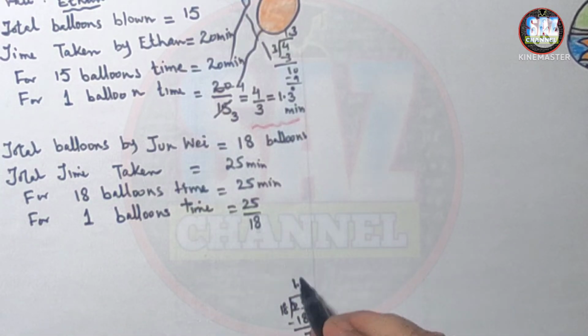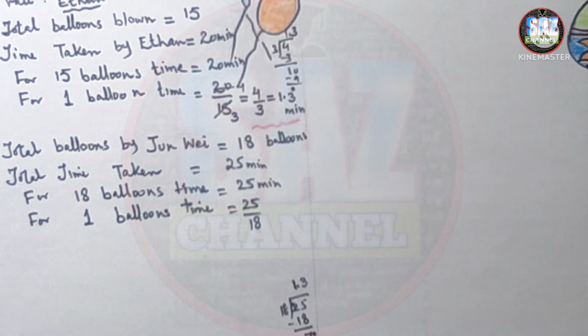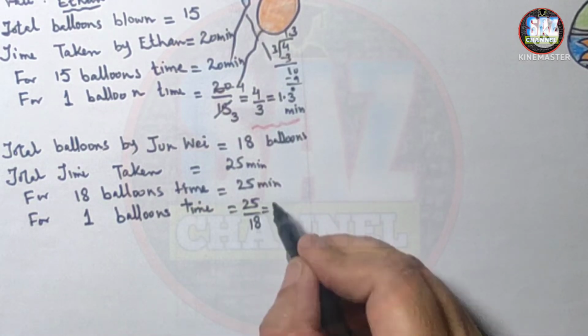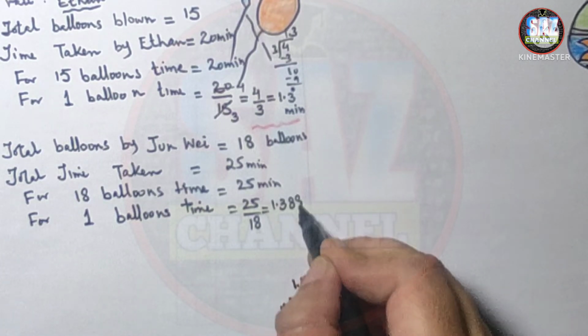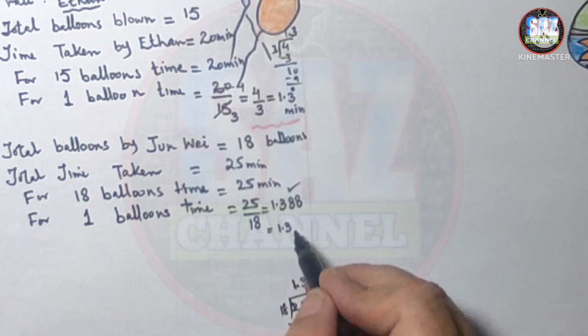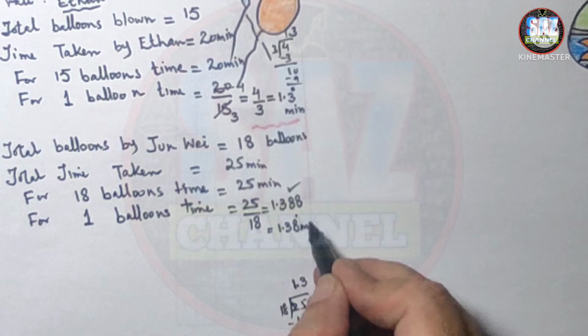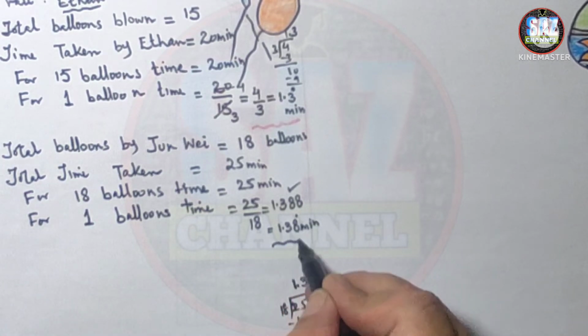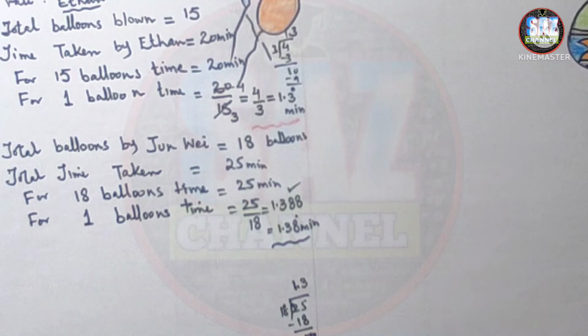So 18 threes are 54, and 6 remains. I am left with 10 minus 4 is 6, and 7, 1. So when I am dividing 25 by 18, I get 1.388, and now this 8 is repeatedly coming. So 1.38 minutes is the time to blow one balloon by Janvi.